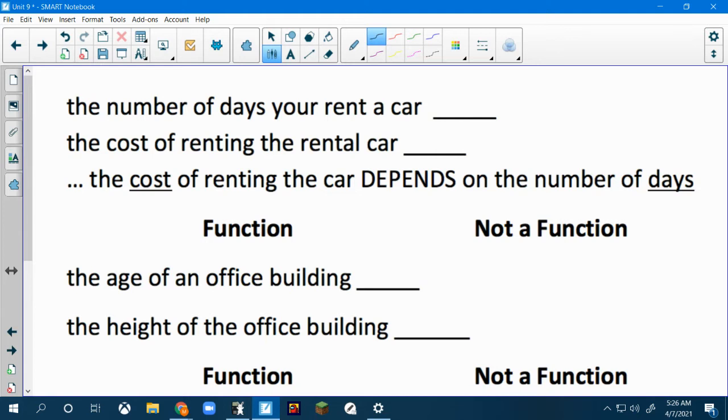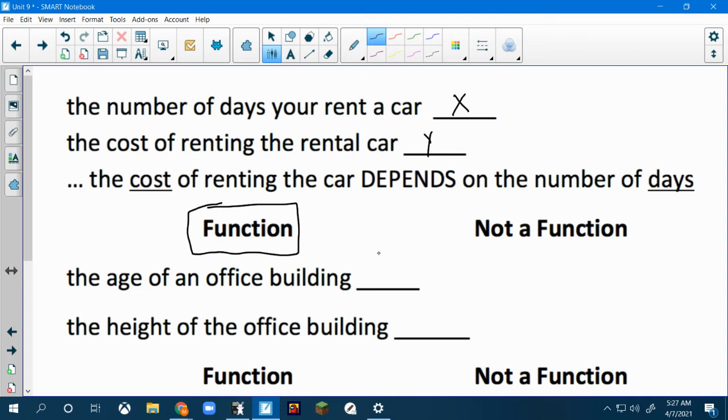The number of days you rent your car, is that an independent or a dependent variable? Is that an X or a Y? Well, that's an X. That's independent. The cost of renting the car will be your Y. Depending on how many days you rent a car, it'll change the cost. The cost of renting the car depends on the number of days. Is that a function? Yes, that is a function because for every input, there's only one output. If I rent the car for 1 day, it'll be a certain cost. It's not going to be 2 different costs for 1 day.